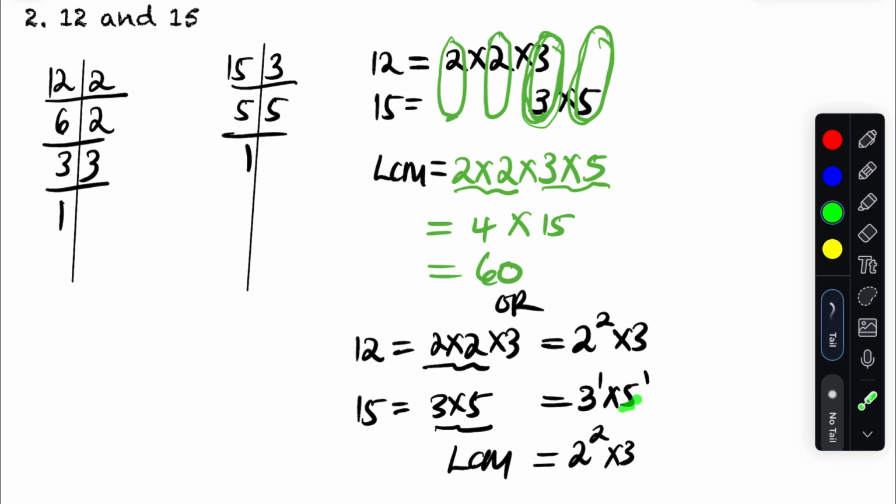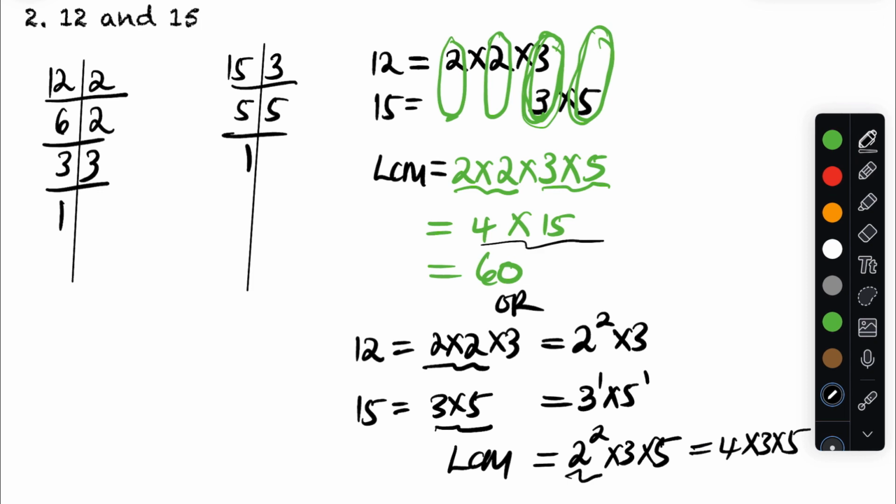So here we have 5 and we don't have 5 there. That means we're taking that 5. We multiply by that 5. So we have 2 to the power 2, it's 4 times 3 times 5, which is, do you see? It's similar to that one. Which is going to be 4 times 15, which is what? 60. So our LCM is 60.